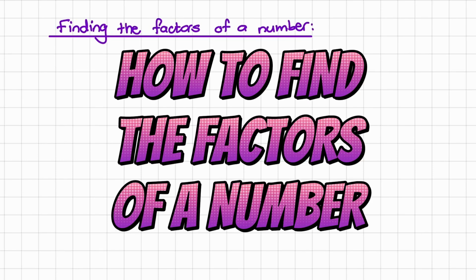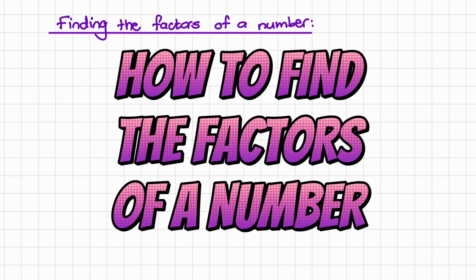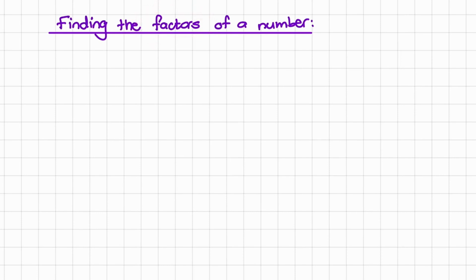In this video, I'll show you how to find the factors of a number. So let us take the number 10. The factors of 10 are all the numbers that multiply into 10. So for example, 1 multiplied with 10 is equal to 10. And 2 multiplied with 5 is also equal to 10.